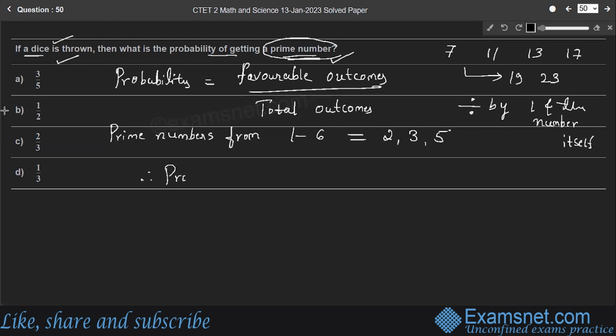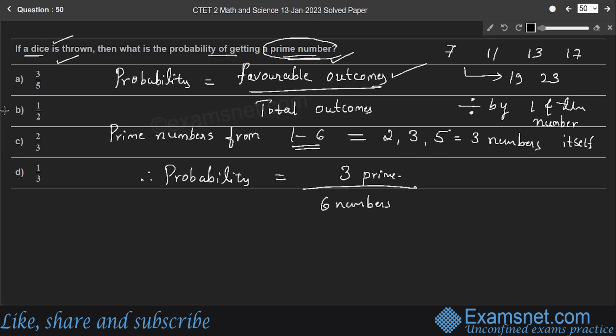Therefore, the required probability of getting a prime number is, how many prime numbers are there? Three prime numbers are there from 1 to 6. Therefore, out of total outcomes, so out of 6 numbers, here total outcomes are 6 numbers. How many are prime numbers? 3 prime numbers. Here favorable outcomes are prime numbers, and total outcomes are the total numbers we are considering here. Right, therefore 3 by 6 is the probability.